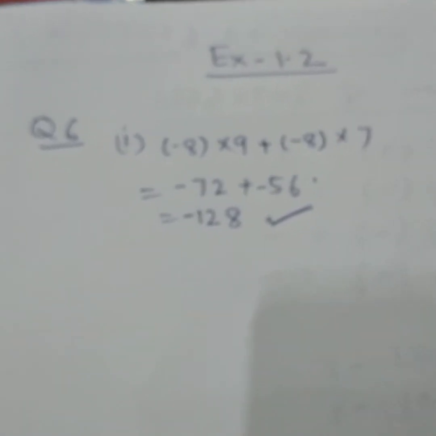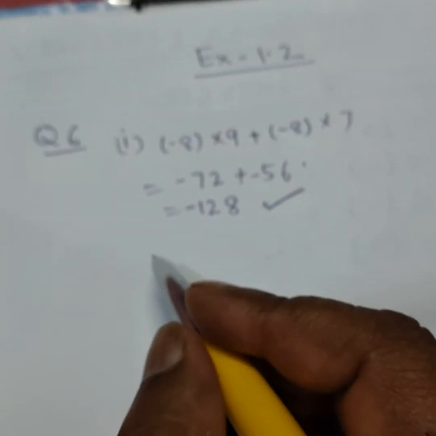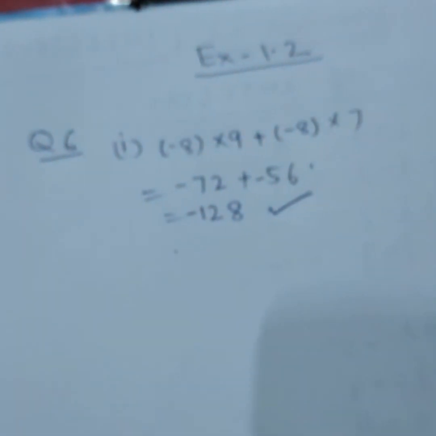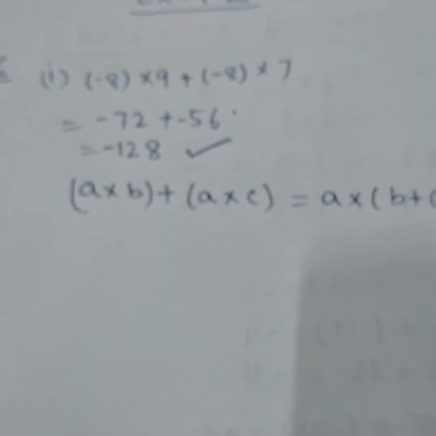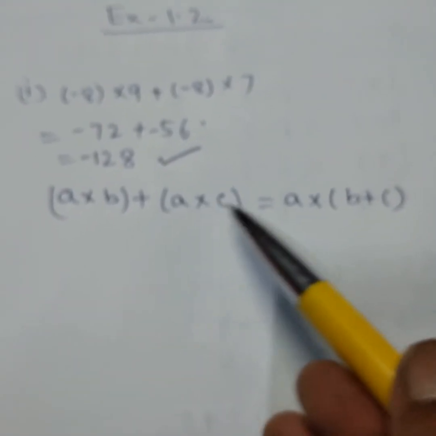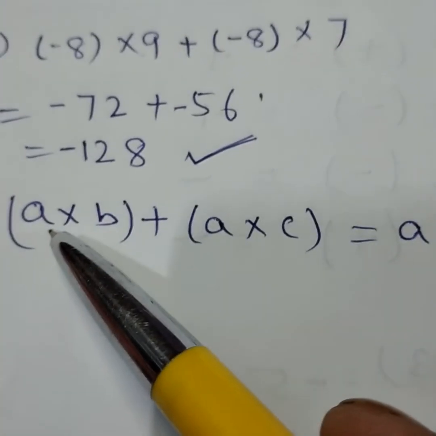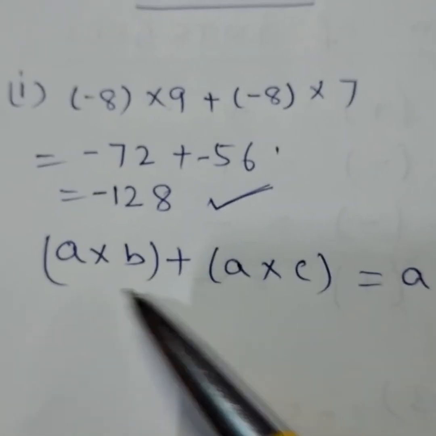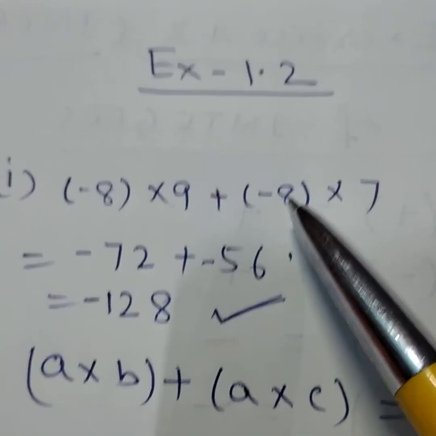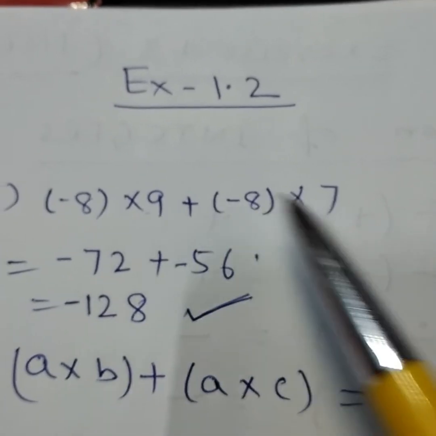In class 6 we discussed a formula called the distributive law of addition. Children, what is that distributive law of addition? This is the distributive law of addition: a into b plus a into c equals a into b plus c. It means the first term here and the first term here are the same. Children, look at this question. Minus 8 is here, minus 8 is here. If we consider both minus 8 as a, then here is 9 and here is 7.